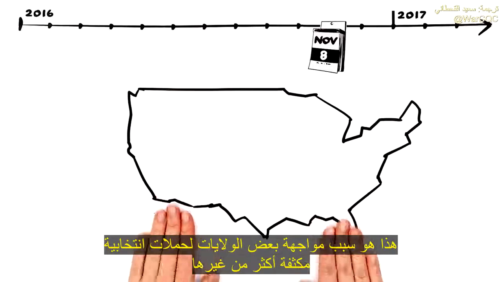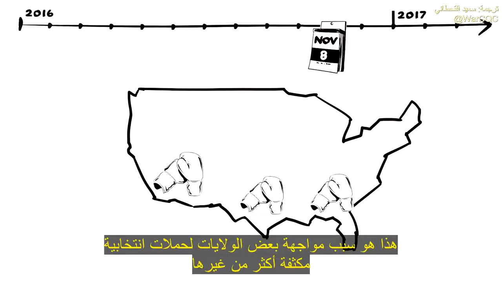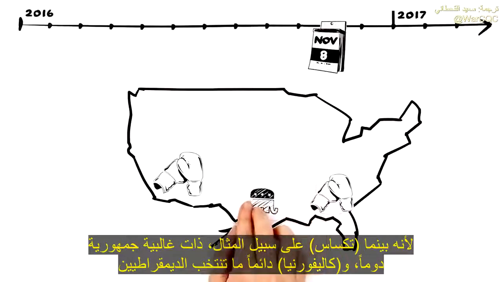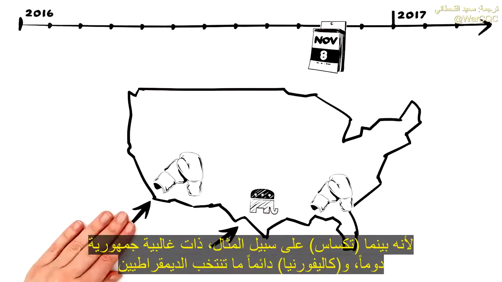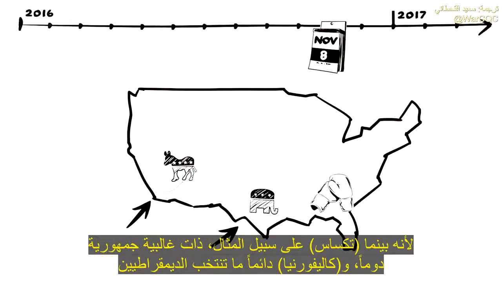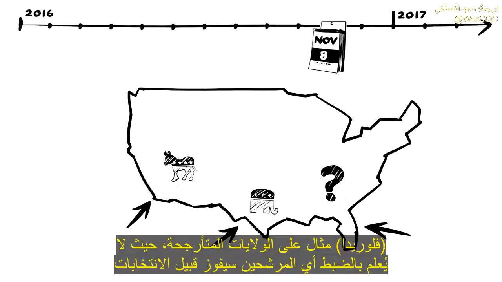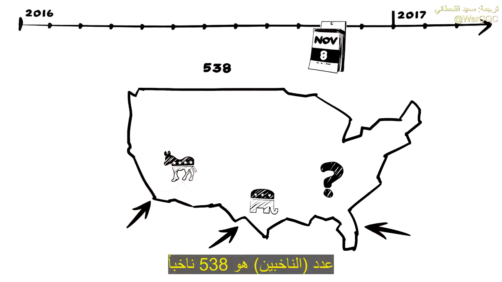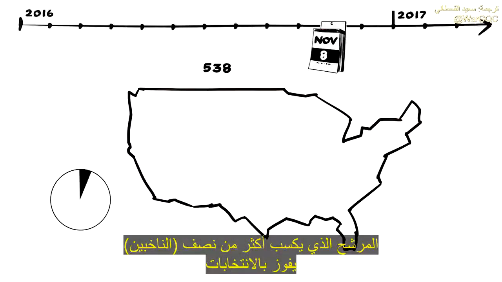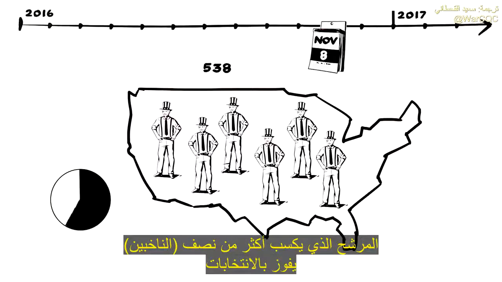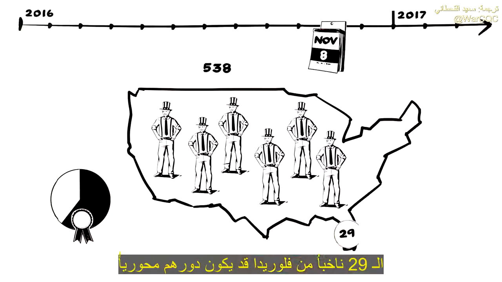This is why some states experience more intense election campaigning than others, because whilst Texas, for example, almost always has a Republican majority, and California almost always elects Democrats, there are other states where the outcome is less certain. These are the so-called swing states. Florida is an example of one such swing state, where prior to every election, it's unclear which candidate will win. There are a total of 538 electors. The candidate that has more than half of all electors on their side has won the election. The 29 electors from Florida can therefore be pivotal.